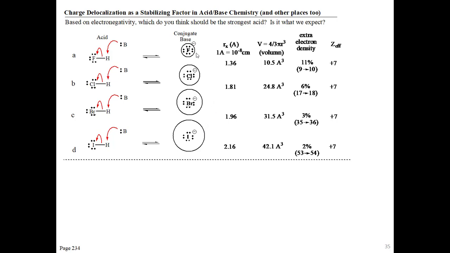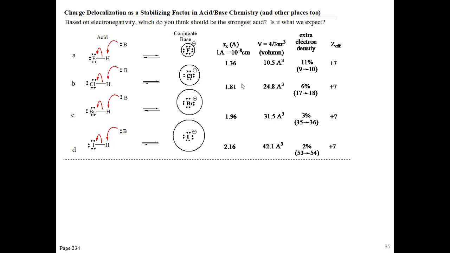So if we look at fluoride, the radius is about 1.36, and if you figure that as a volume, it's about 10 cubic angstroms. Fluorine has 9 electrons, and if we add 1 to make fluoride, that's an 11% increase in electron density, and the package, the volume, is about 10 cubic angstroms.